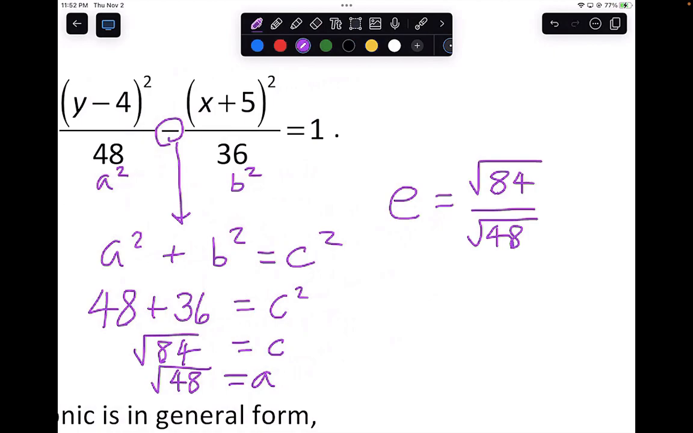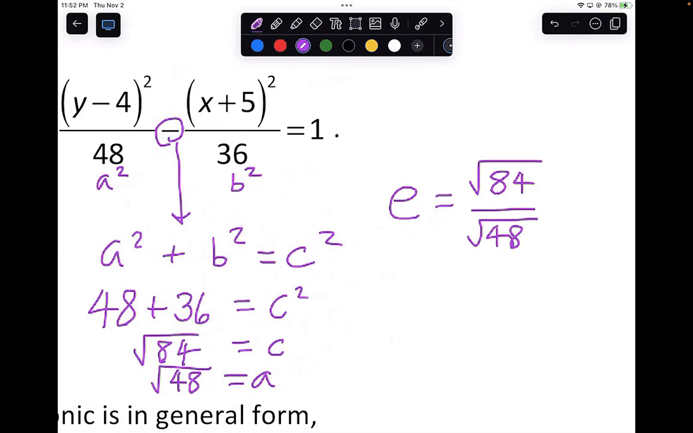Okay, and I do not have that written down. Let me see if I can grab my phone here and type that into my calculator, so bear with me. Sorry for my lack of preparation here. So I'm just typing in the calculator off screen here, root 84, and then divided by root 48.